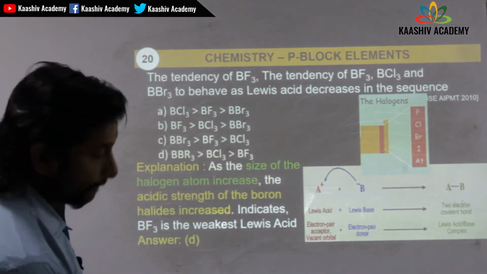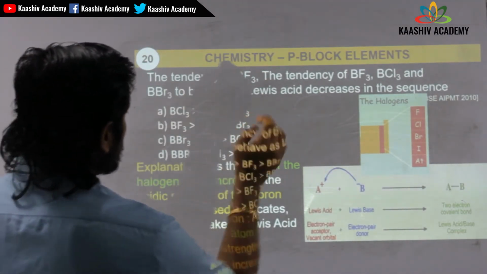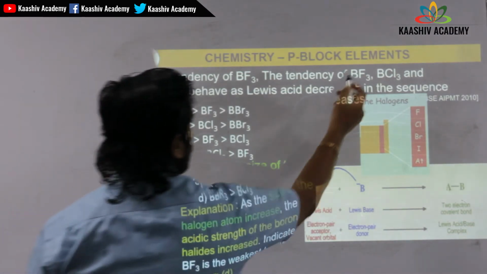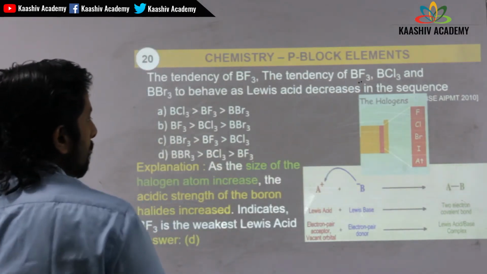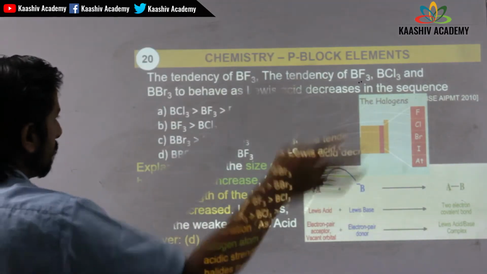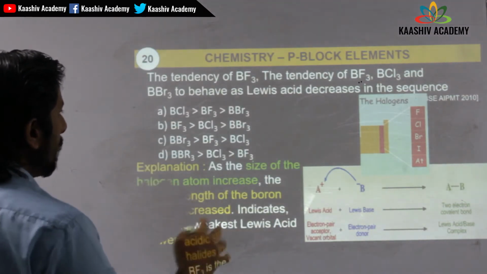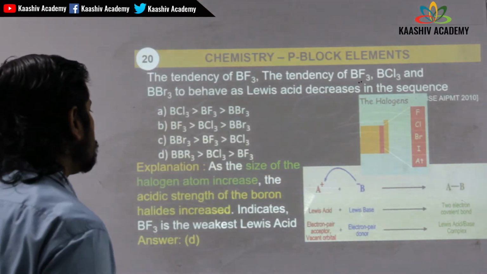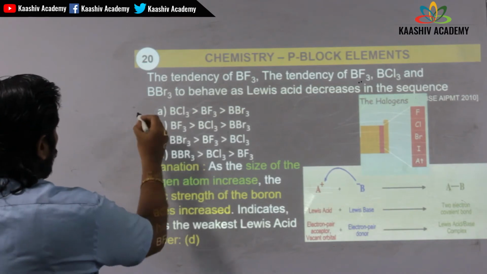Let's see the question. The question is, the tendency of BF3, so boron combined with fluorine, BF3, BCl3 and BBr3, so fluorine, chlorine and bromine, to behave as a Lewis acid decreases in the sequence. This is the question. They gave 4 options to me.